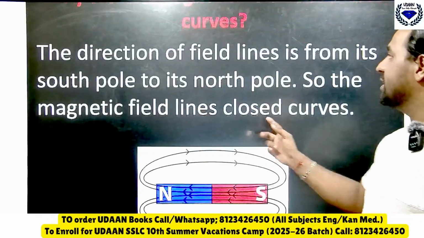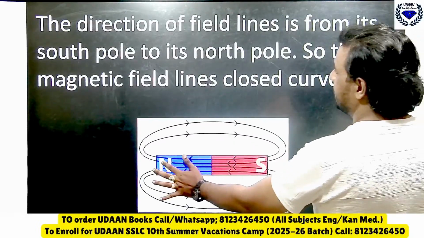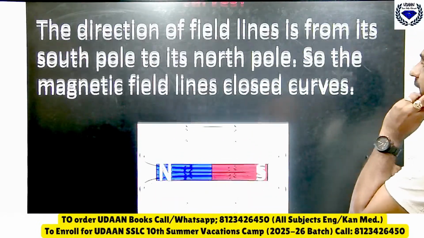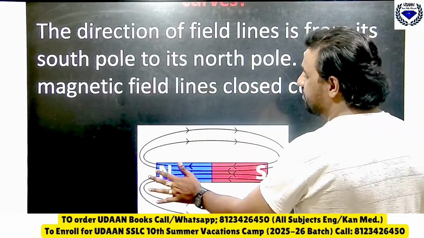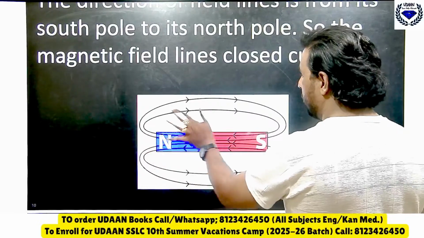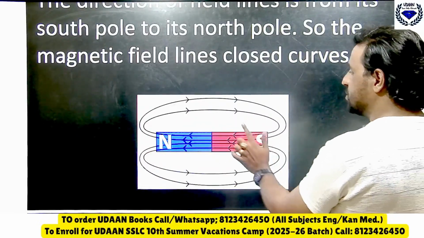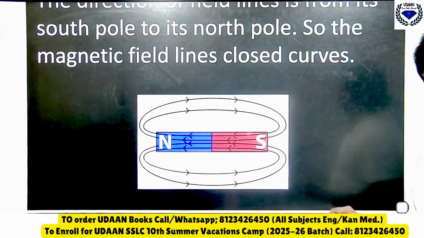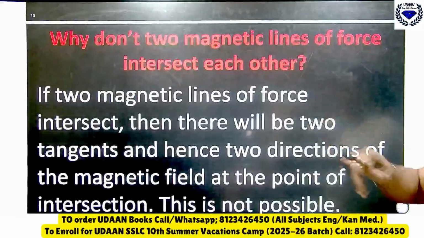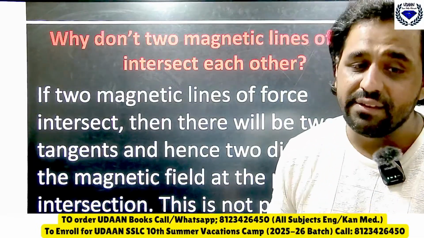See here, the direction of field lines is from the south pole to the north pole inside the magnet. So the magnetic field lines are closed and continuous. Write that the magnetic field line starts from the north pole and ends at the south pole outside the magnet, and inside the magnet they start from the south pole and end at the north pole, due to which they are closed and continuous.